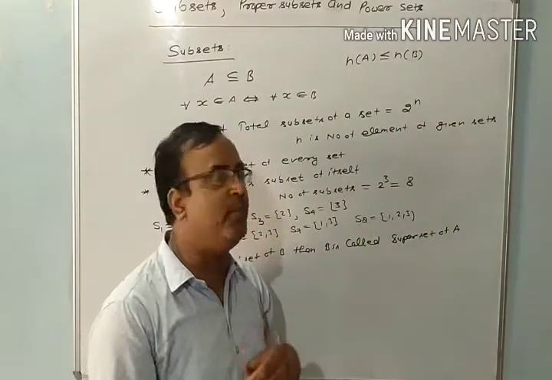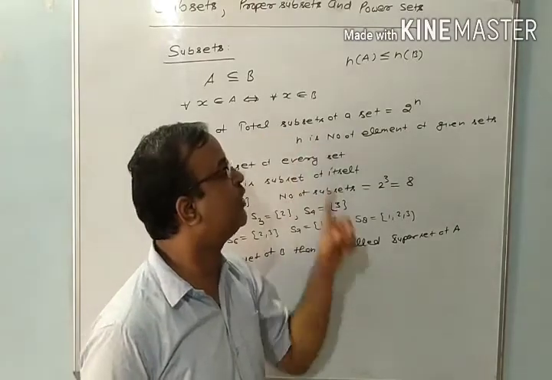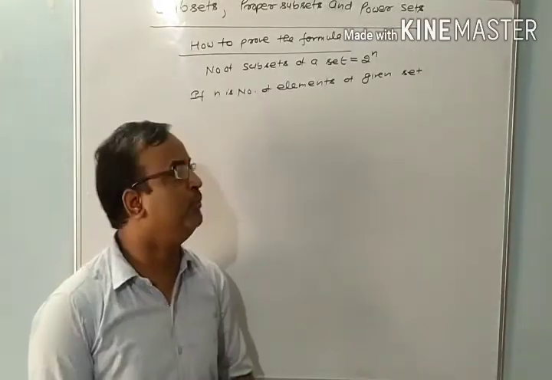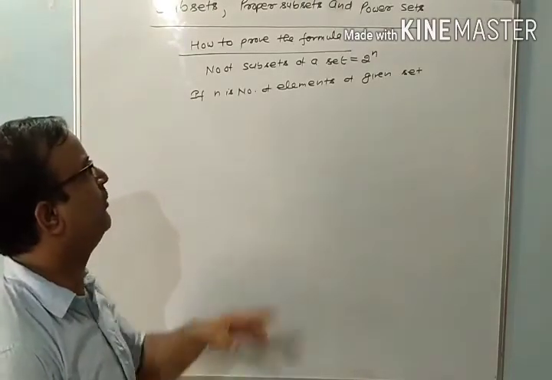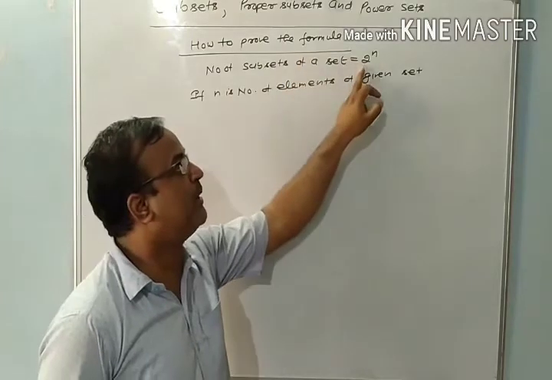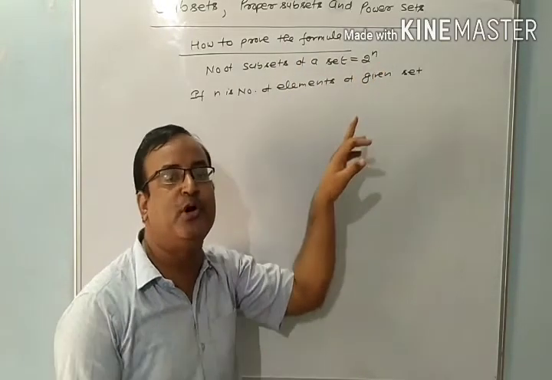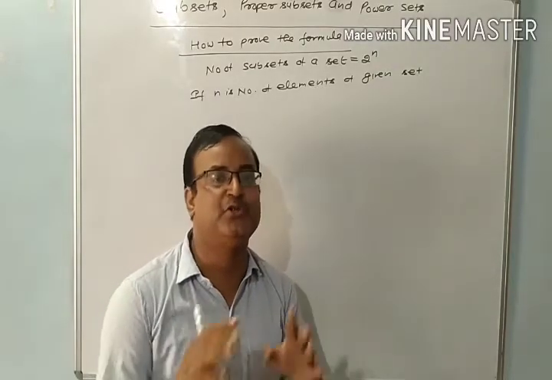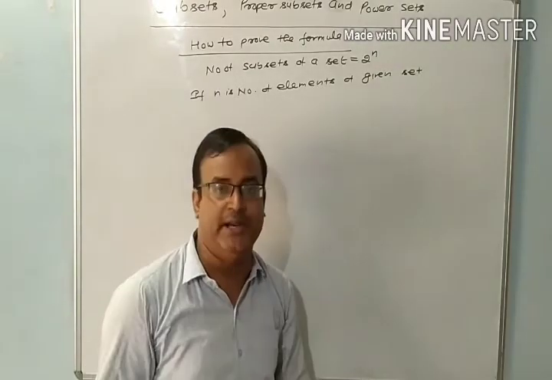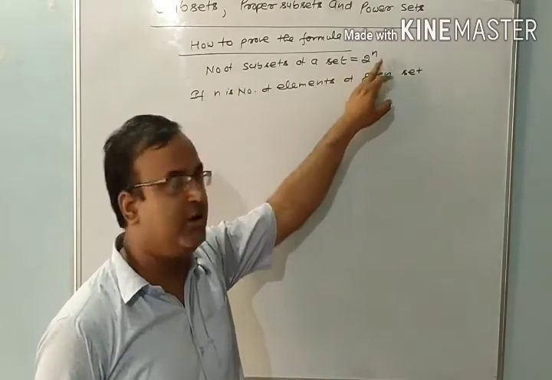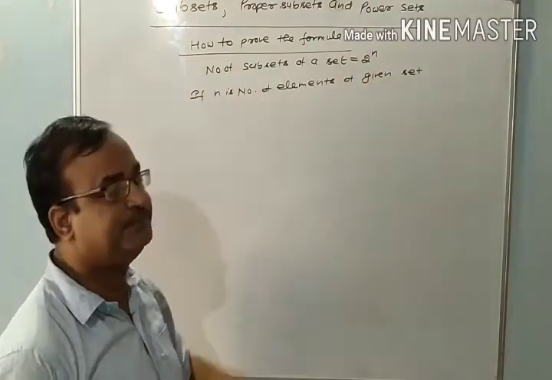Now I'm going to prove the formula for the number of subsets of a set, which is equal to 2 to the power n. The total number of subsets is equal to 2 to the power n, where n is the number of elements of the given set. It is not equal to 3 to the power n. It is not equal to 4 to the power n. The total number of subsets is equal to 2 to the power n. Clear? Now I am going to prove the formula.